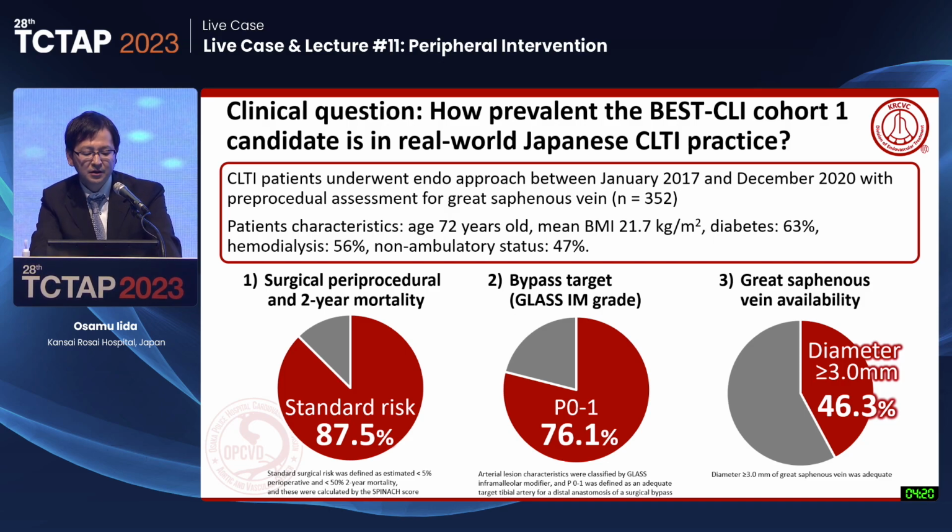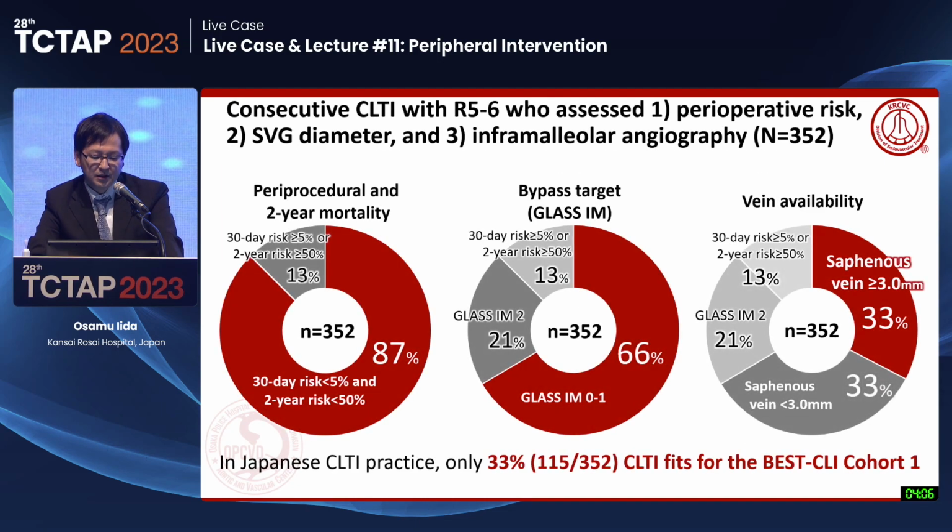Finally, when good quality of the great saphenous vein is defined as a diameter larger than 3 millimeters, 46.3% of patients had an appropriate quality of saphenous vein graft. We then calculated the patients who met all 3 criteria. As shown in this slide, in Japanese CLTI patients, only one third, 33%, of CLTI patients correspond to the BEST-CLI cohort 1 criteria.